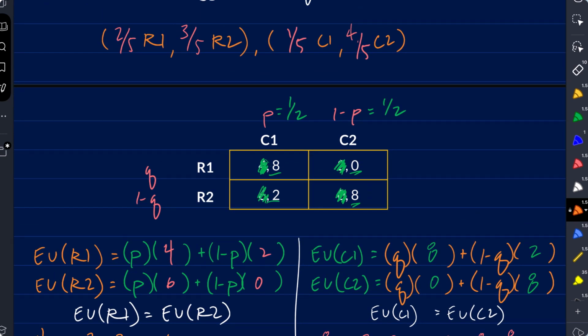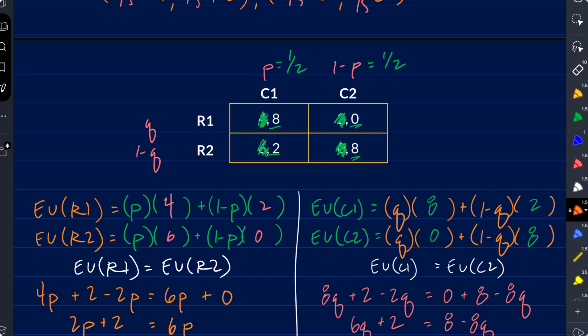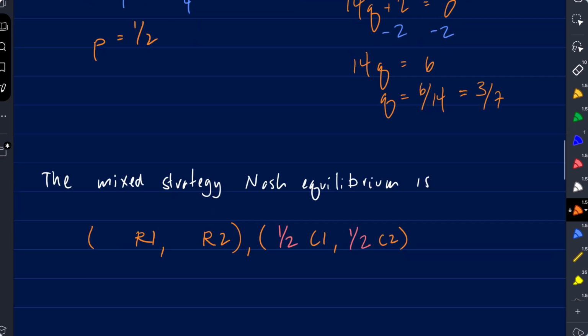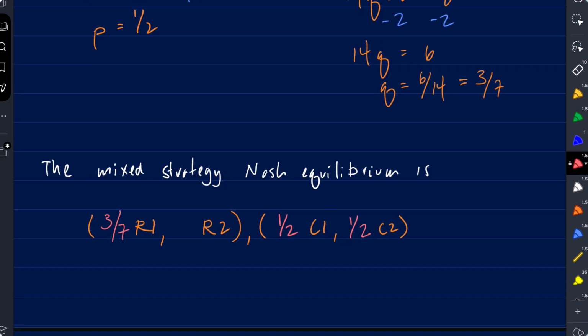Okay, so player 1 needs to play R1 3/7 of the time and R2 4/7 of the time. Okay, so that's our mixed strategy Nash equilibrium.